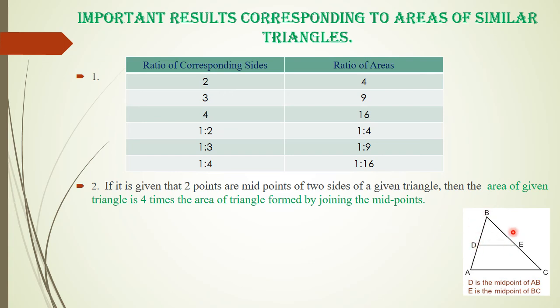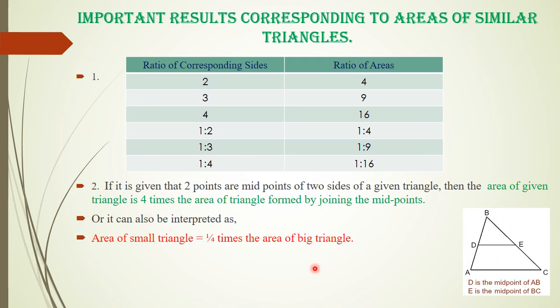Then the ratio of the area of triangle BDE to the area of triangle ABC is going to be equal to 1:4, or the area of this big triangle is going to be 4 times the area of this small triangle, that is BDE. The area of the small triangle is 1/4 of the area of the big triangle, or the area of the big triangle is 4 times the area of the small triangle. This one statement is very important. Many times it has been asked in the exam. It can be taken as a direct result and it can be used in the exam.